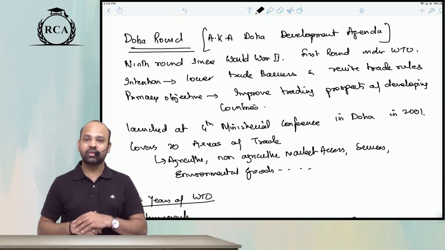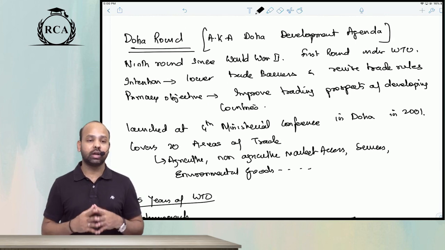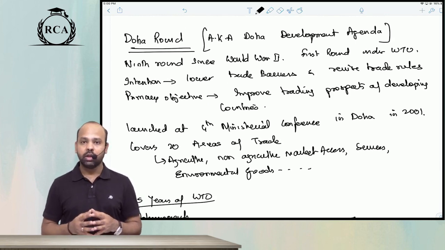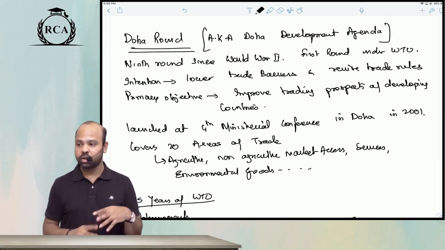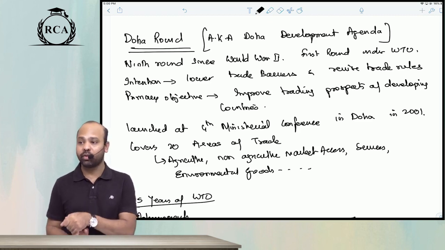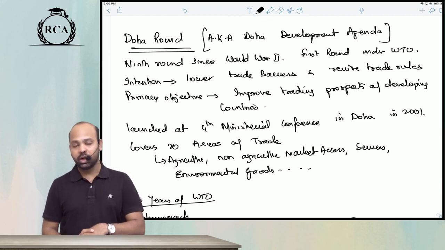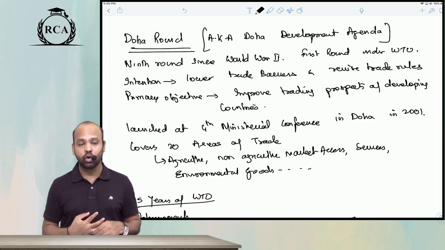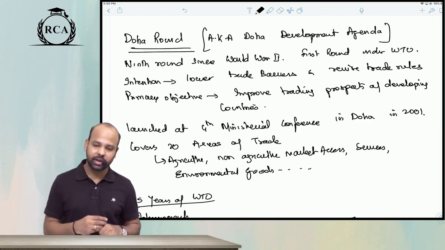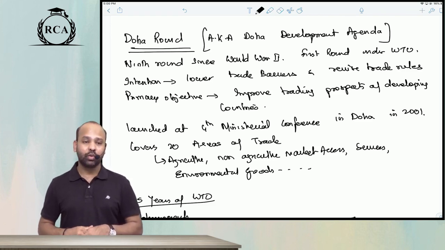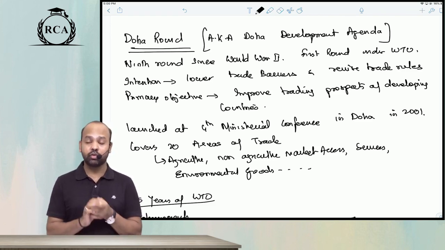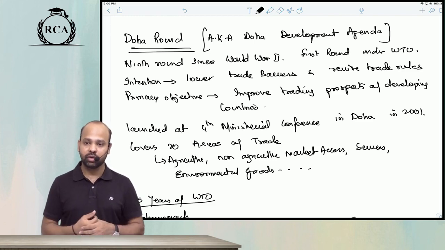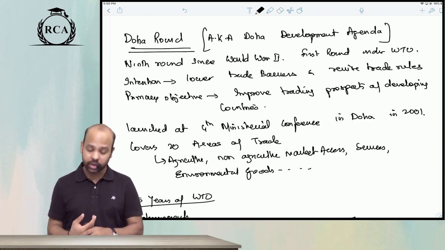Doha round, this was the 9th round since World War II. First round since your WTO. The primary objective here was to promote developing countries, provide them greater access to global trade. Then there are lower trade barriers and revising all the trade rules. They covered 20 areas. This was at the 4th ministerial conference, which met at Doha in the year 2001.